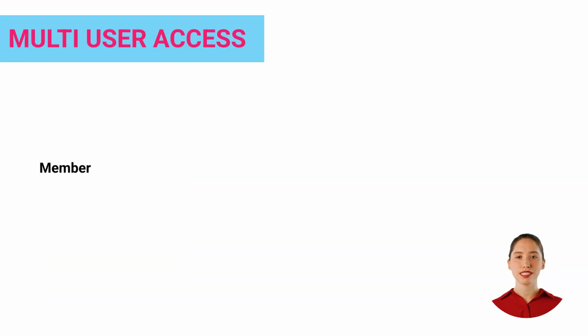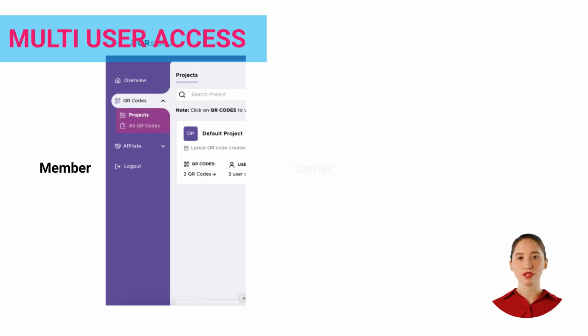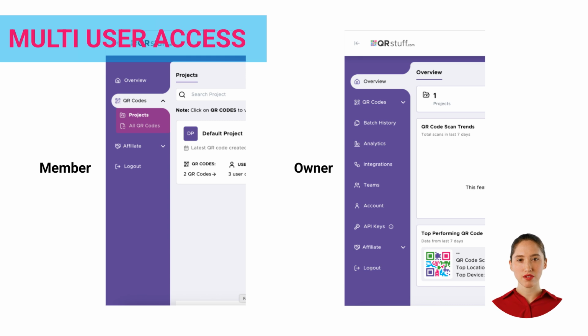The user's role dictates their permissions. A member has restricted access, primarily seeing the Overview and Projects section. In contrast, an owner has full administrative access to all features across the platform.